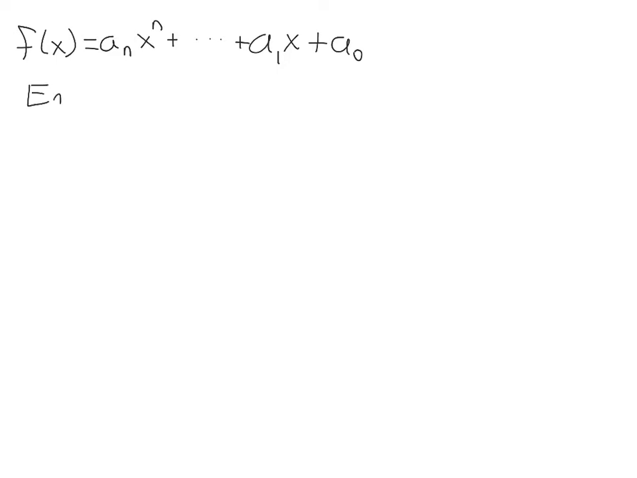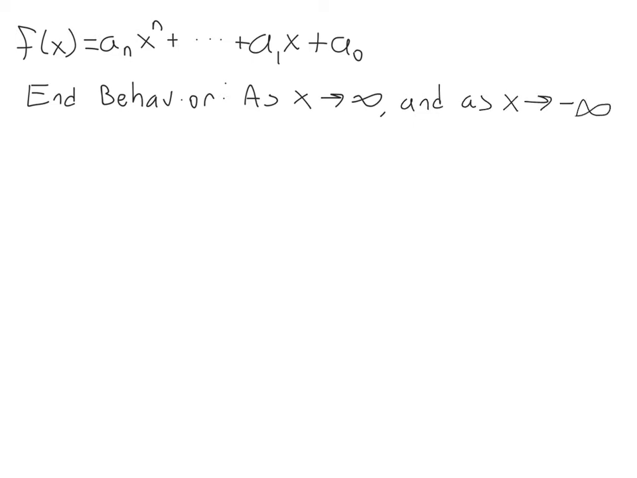And so when we talk about the end behavior, what we're looking at is what happens to values of the function f of x as x goes to positive infinity, so as we go all the way out to the right, and what happens as x goes to negative infinity, as we go all the way out to the left. And so these values are going to be determined by this term here, since when x gets really large in a positive or negative sense, this is the term that's going to overpower all of the others.